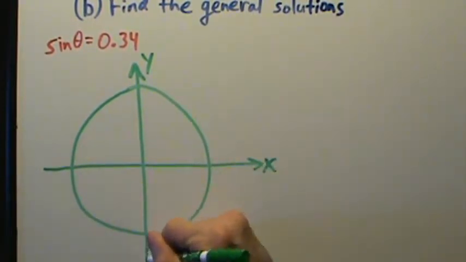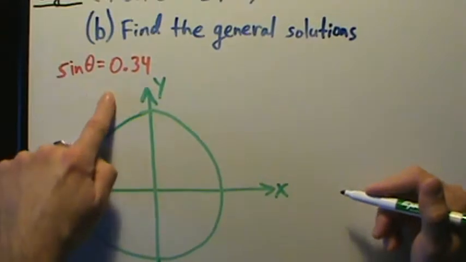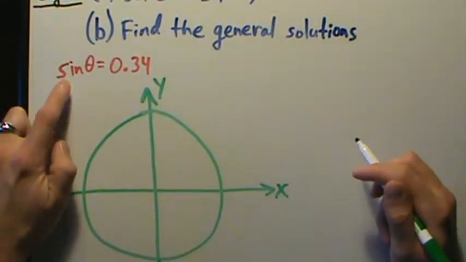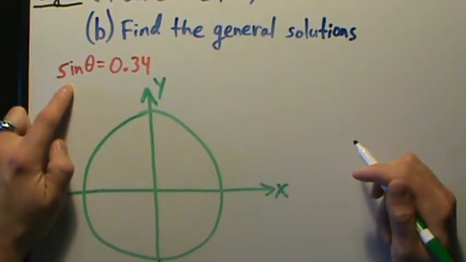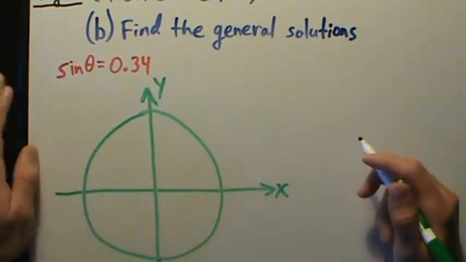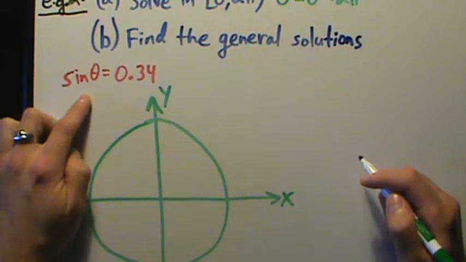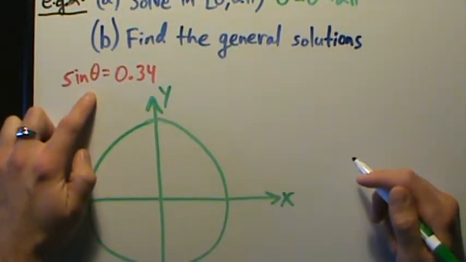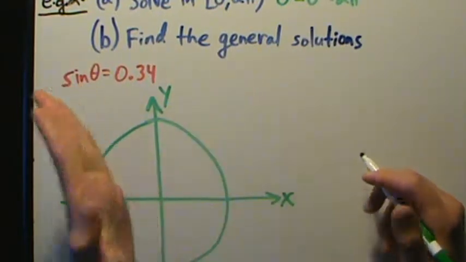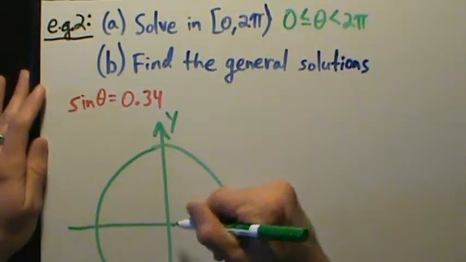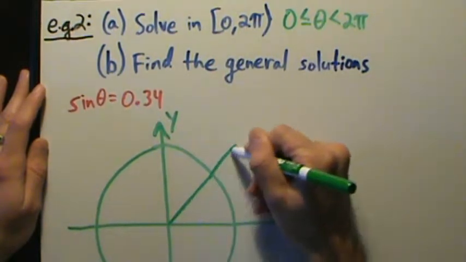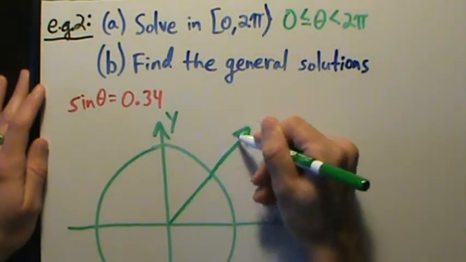Okay, so sine of theta is 0.34. The thing we want to keep in mind is that if the sine function is positive, then we're somewhere in quadrant 1 or quadrant 2. More specifically, if sine of theta is 0.34, then the terminal side of theta hits the unit circle somewhere up here in quadrant 1 or quadrant 2. So let's go ahead and draw that. That'll be somewhere maybe over here. We don't have to get the exact location correct, just the quadrant.